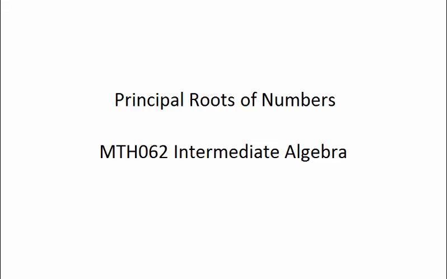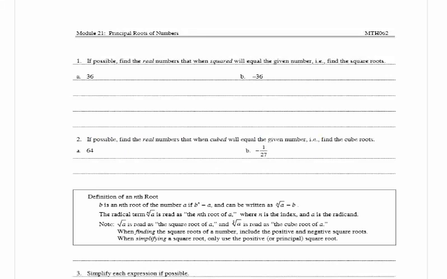In this video, we're going to look at principal roots of numbers. Number 1 says, if possible, find the real numbers that when squared will equal the given number, i.e., find the square roots. So in A, we have 36.